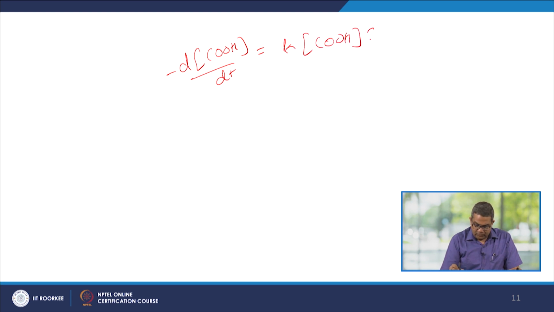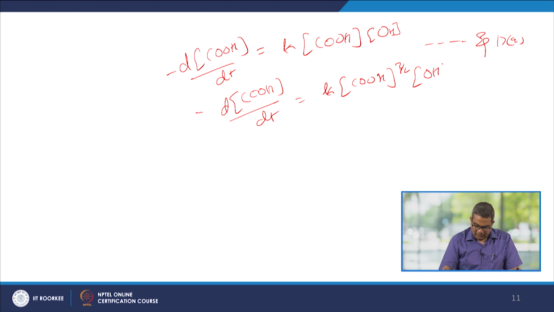Here the rate equation can be given as minus d[COOH]/dt equals k[COOH][OH], equation 17a, and minus d[COOH]/dt equals k[COOH]^3, which can be referred to as equation number 17b.